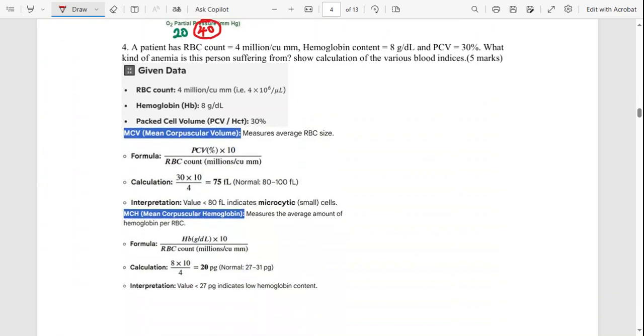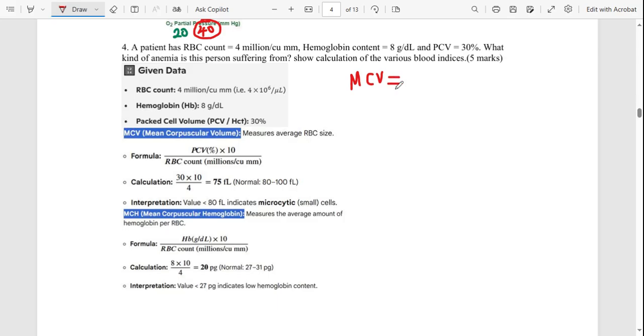Number 4 is saying a patient has a red blood cell count of 4 million per cubic millimeter, hemoglobin content of 8 grams per deciliter, and the packed cell volume is 30%. What kind of anemia is this person suffering from? Show calculations of the various blood indices. Okay, so the blood indices that we have got: MCV.